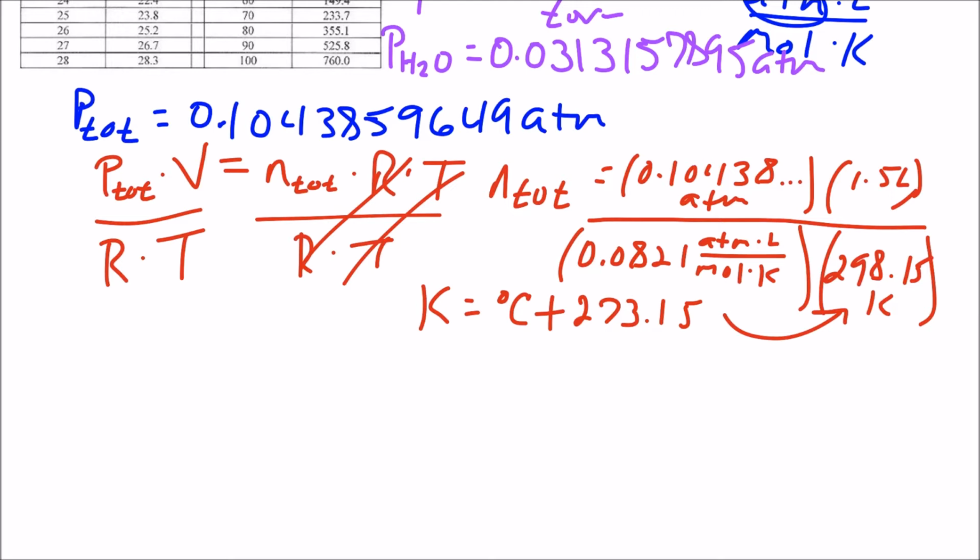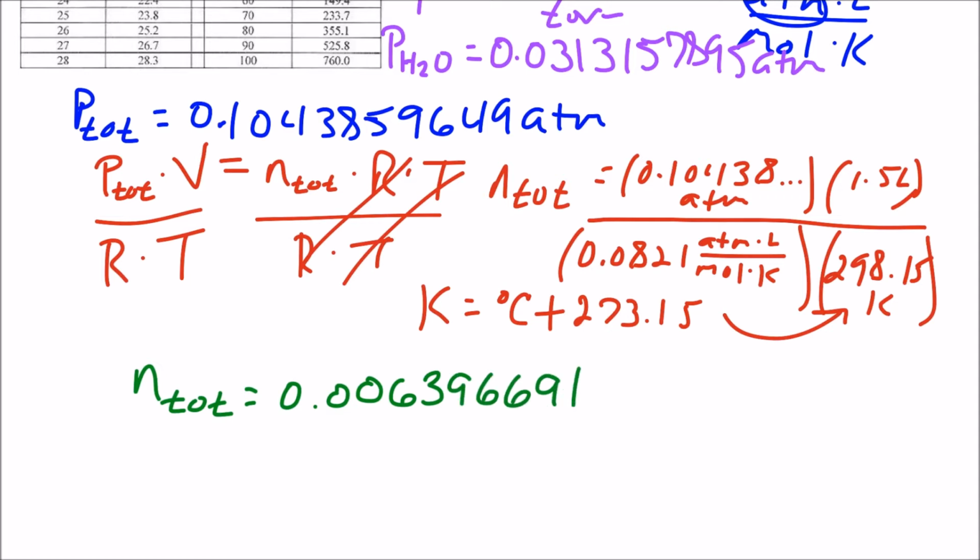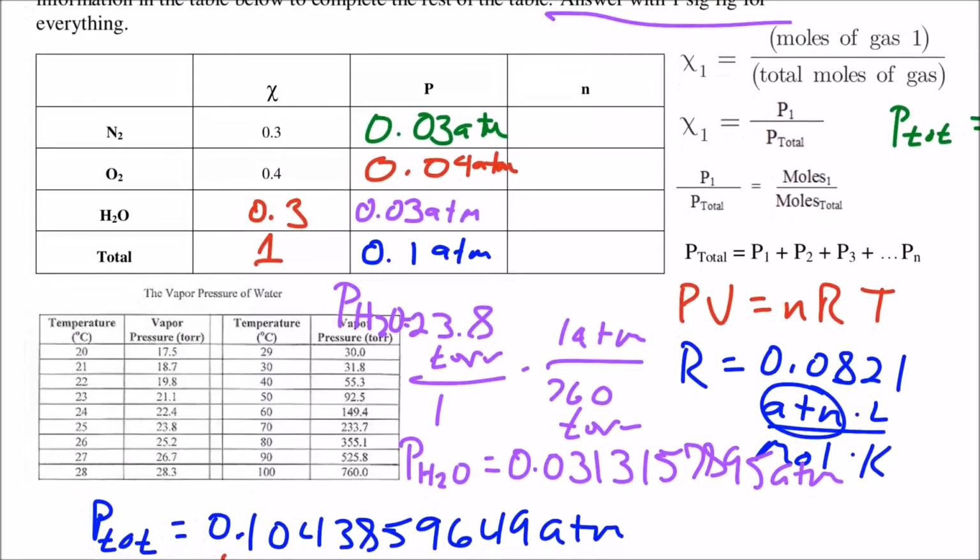I'm coming up with the total number of moles in the sample to be equal to 0.006, that's a 3, let's write that a little bit neater, 966914. Ooh, that's a lot of numbers, right? But they only want that to 1 sig fig, so that stops right there, okay? So let's put that up in our chart, 0.006 moles.